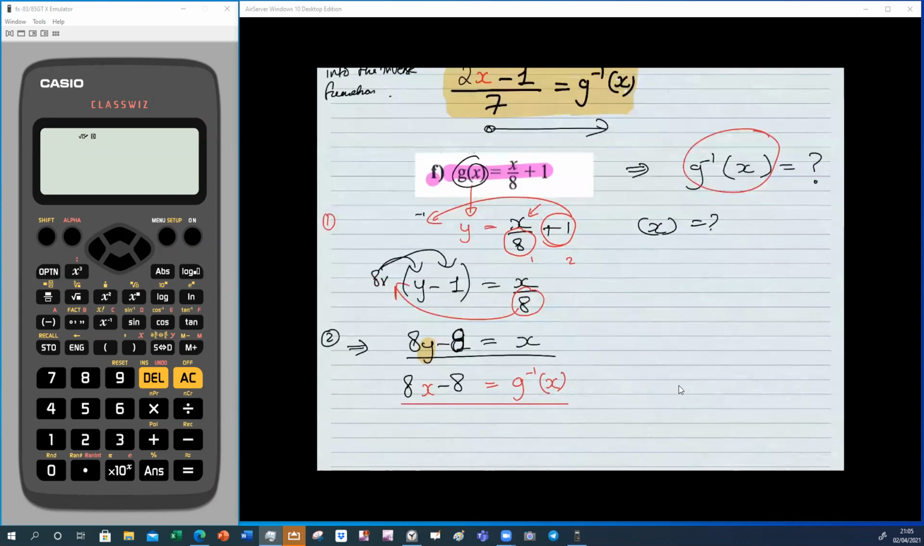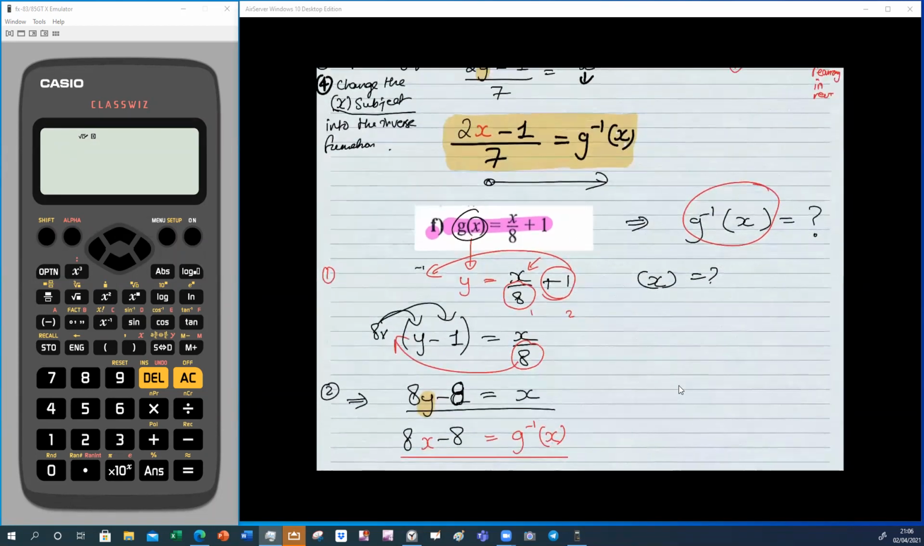Lovely. So even though the question looks nice and straightforward, it has those 4 steps in it. Turn the g of x into y, rewrite, make x the subject. Once you've made x the subject, swap the y in the answer into an x. And the x that's the subject, change that into the inverse. So we've got quite a bit of manipulation going on there.